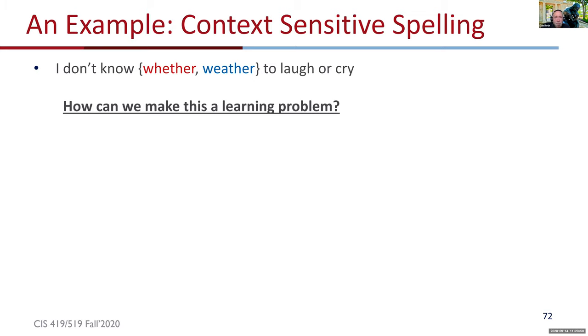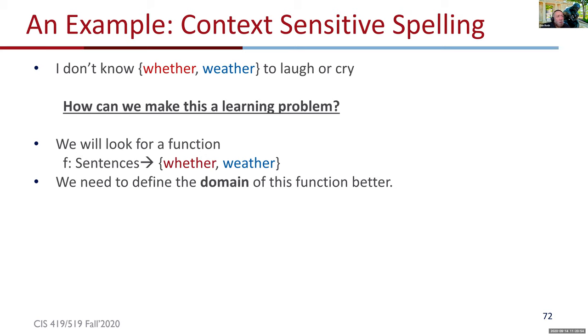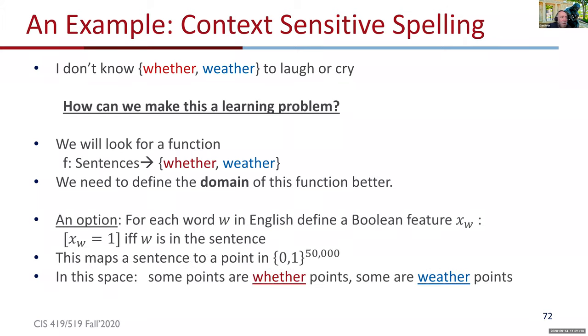So how do we make this a learning problem? Our goal is to look for some function that takes as input a sentence that has either the blue whether or the red weather, and it decides which one is correct. So for each sentence, it maps it to the correct one, the blue or the red. Now we need to define the domain of the function. Here is an option. For each word W in English, I'm going to define a Boolean feature. I'm going to call it XW. And this Boolean feature is going to be equal to one. I'm using these brackets to denote an indicator function: XW equals one if and only if W is in the sentence, otherwise it's zero.